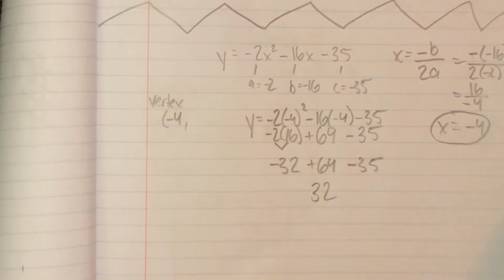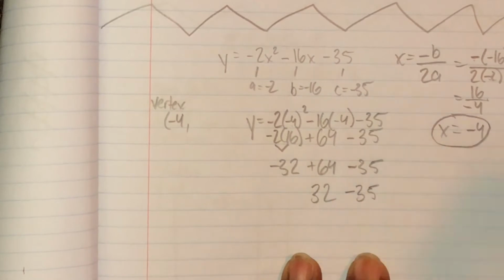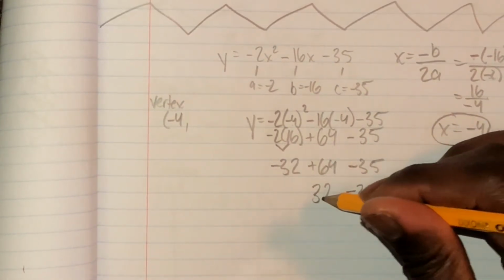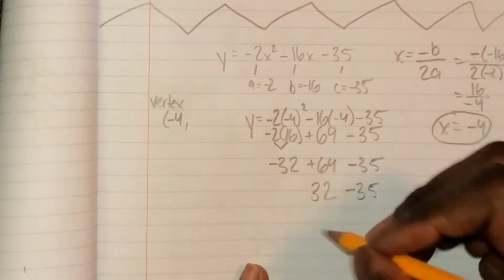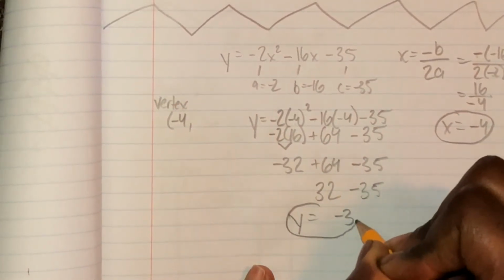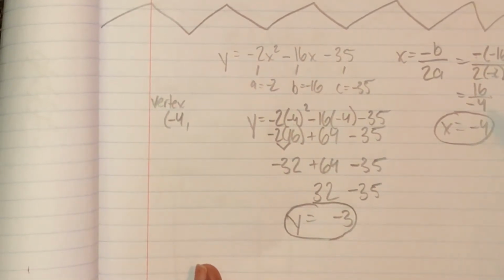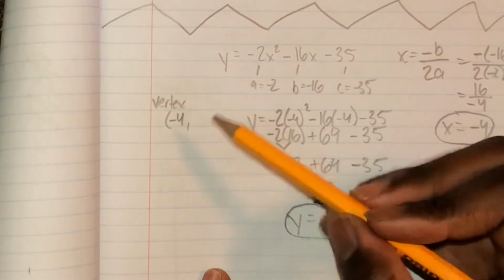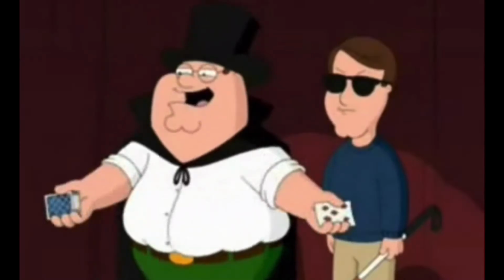Is it positive or negative? That's right, it is positive because I have more positives than negatives this time. Minus 35. So now I'm subtracting 32 minus 35. I will end up in the negative because I'm taking more than what I start with. Good job, that's negative 3. That is my y value for my vertex. So my vertex for this particular parabola will be at negative 4, comma, negative 3. Ta-da!